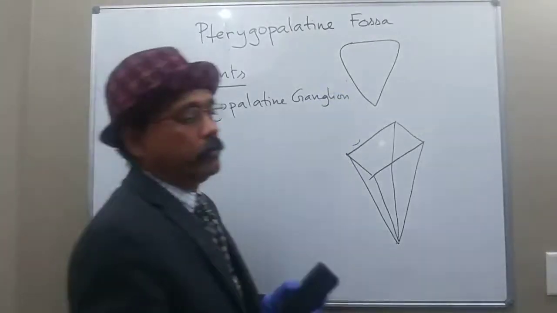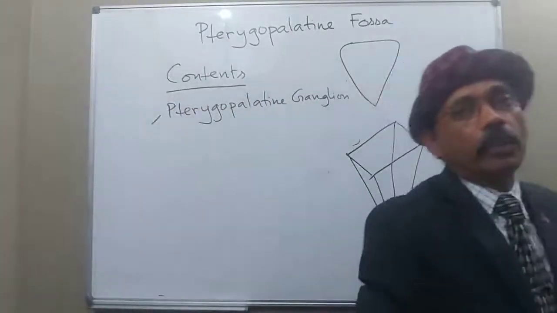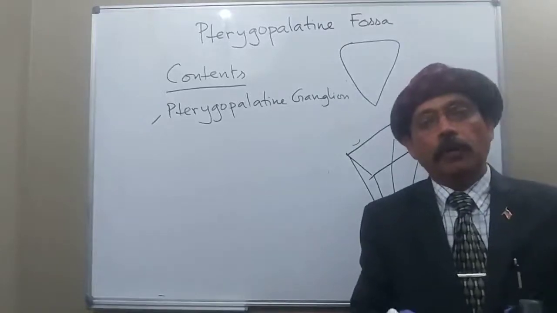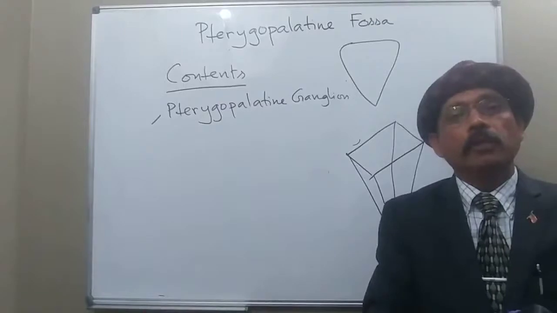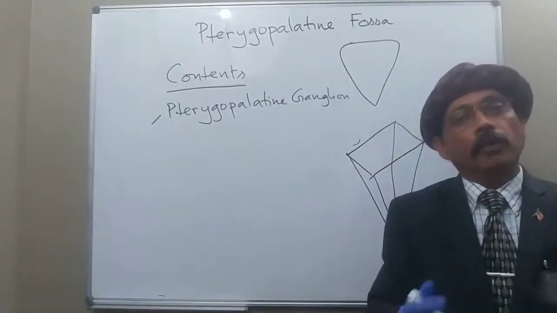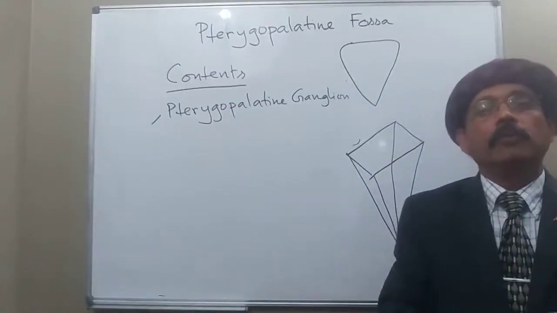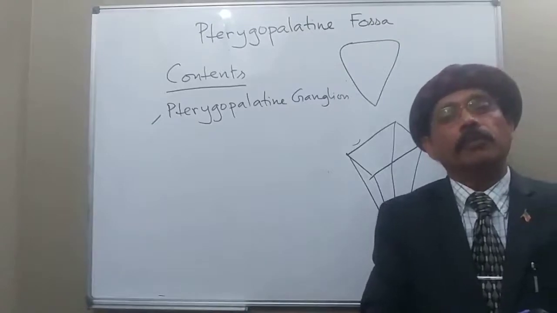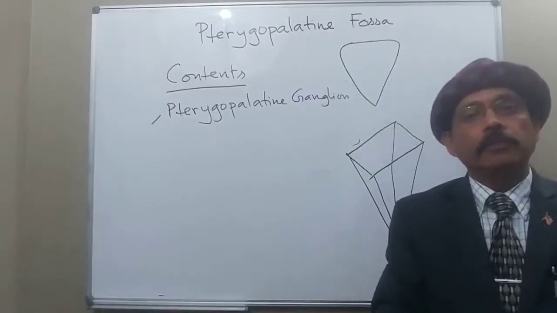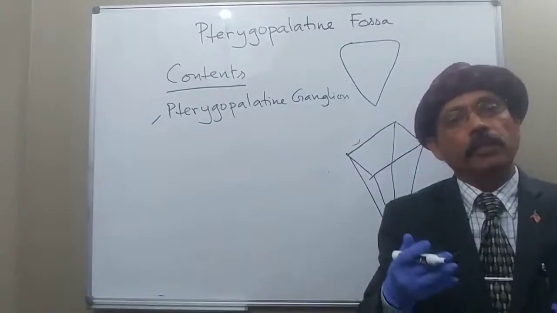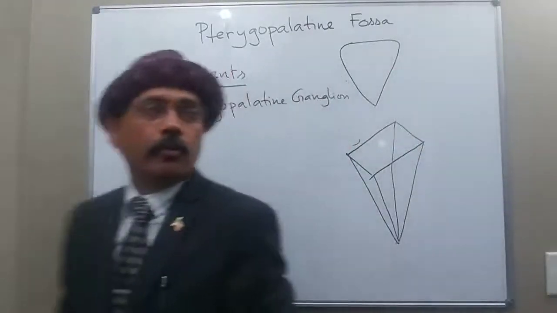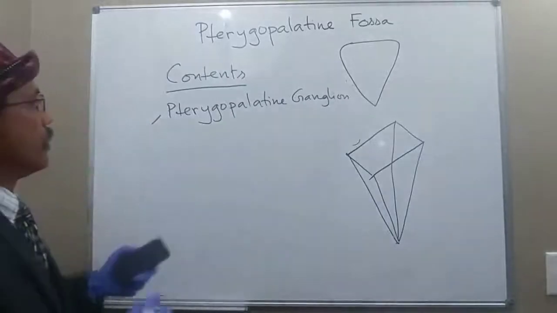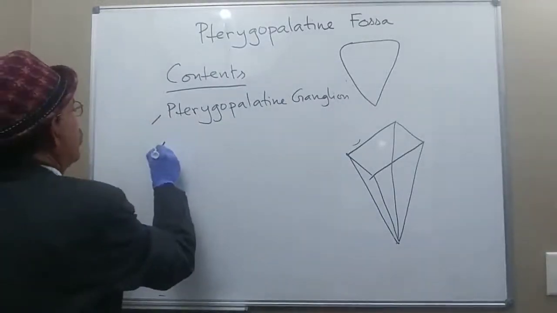What is a ganglion? A ganglion is a collection of nerve cells outside the central nervous system. What are nuclei? Nuclei are collections of nerve cells inside the brain or central nervous system. So we got the pterygopalatine ganglion.